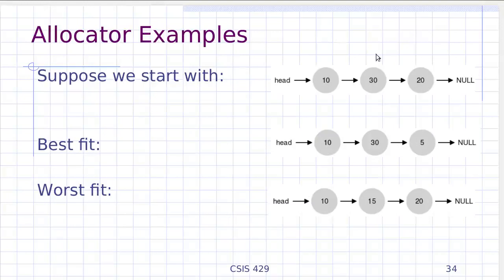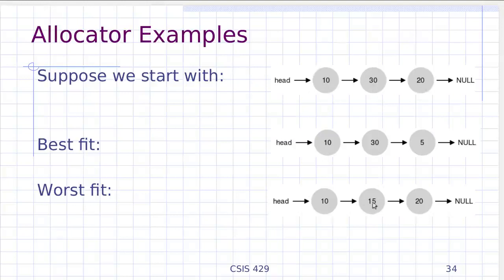With worst fit, if you start with this and you get a request for 15, you would say 10, that's not big enough. 30, well, yeah, that could work. Then you keep going and look at 20, well, that would fit too, but this is worst fit, so I'll use the 30. So you end up with a chunk of size 15 in the middle.